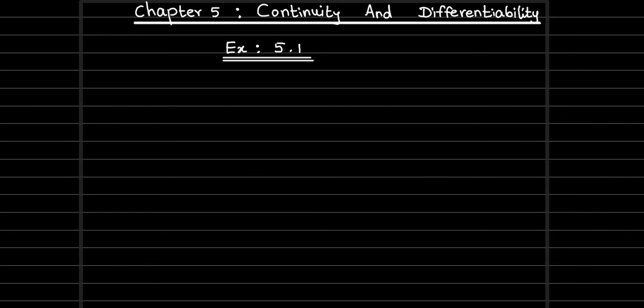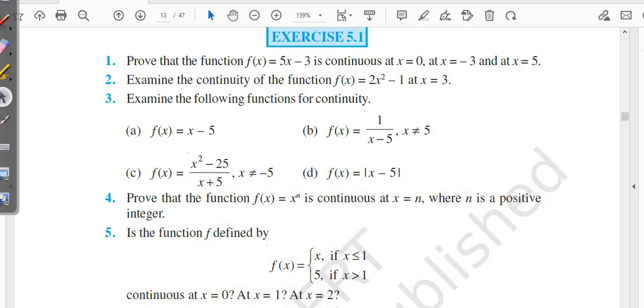In this video, we are going to see for CBSE Maths Grade 12 Standard Chapter 5 Continuity and Differentiability Exercise 5.1. Already in the last videos, we have seen the solutions up to question number 4. Now we are going to see the solution for the fifth sum.